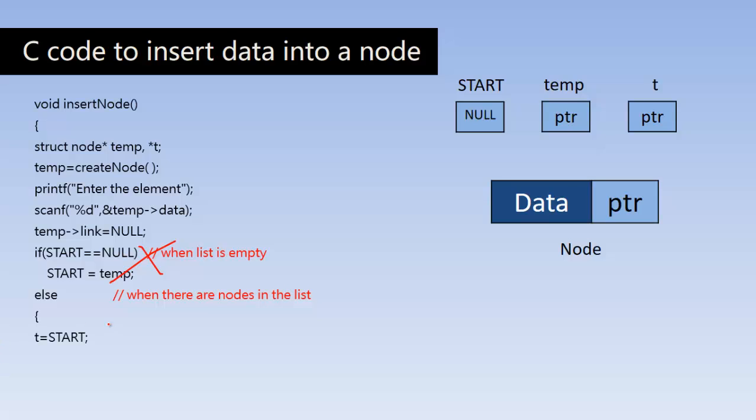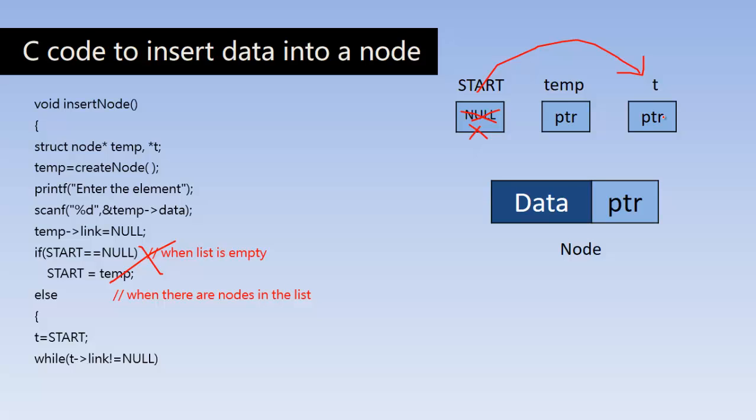T will hold the content of start. Let us assume there is some address in the start. So T will hold the content of the start, right? So this will go here. So now T is pointing to some node in the list.